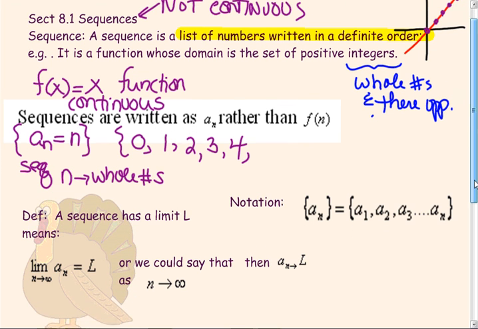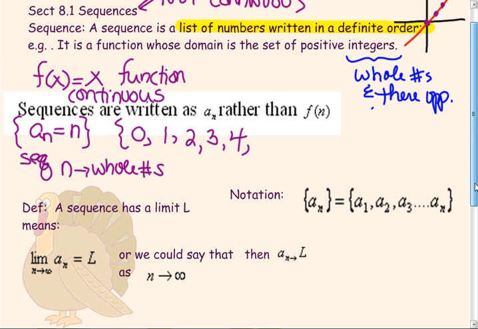And then what we're going to do in the next section is we're going to add up the elements in the sequence, and that's called a series. And then you can have a series of partial sums, and then you can add those up too. So things get really complicated.